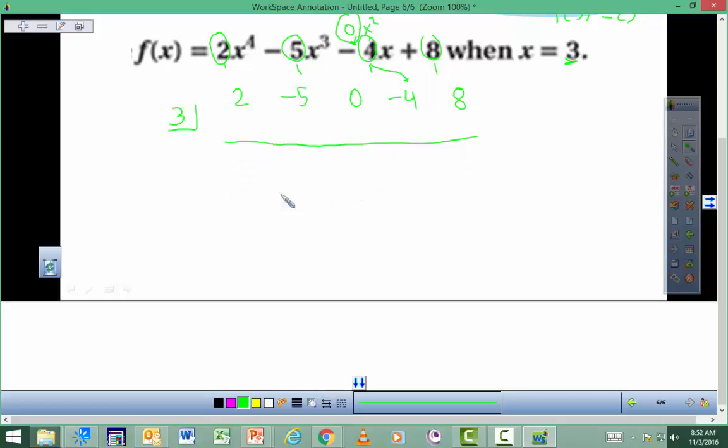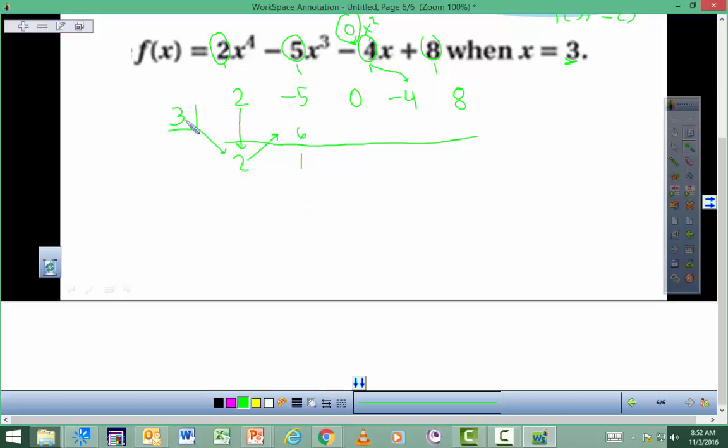Now let me show you this little process. I'm going to demonstrate it, and after you see it a few times, you're going to say, hey, that's pretty quick. Okay, so what we do is we drop this number down and we write it straight down right there. 2, bam. Everybody got it so far? This is a sequence of steps. It's repetitive. What you do is you take your number that's out here and multiply it like that, and you get 6, right? And you write that product up here, and then you add. -5 plus 6? 1. Right?